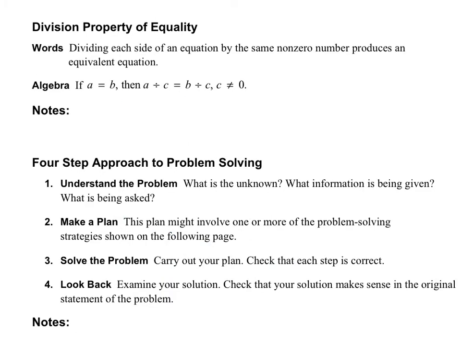And lastly, the division property of equality. If you have two things that equal each other, then dividing by the same number will give you the same equivalent equation. And once again, whatever you divide by cannot equal 0. And here's my example. You know that I did my division as a fraction because that's perfectly acceptable. Fractions and division mean the same thing.